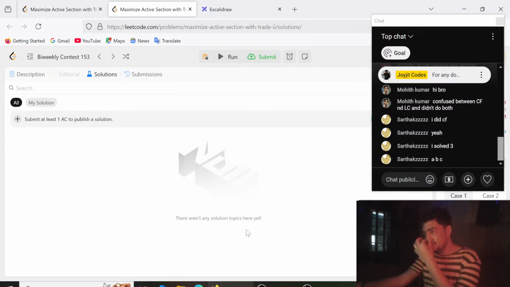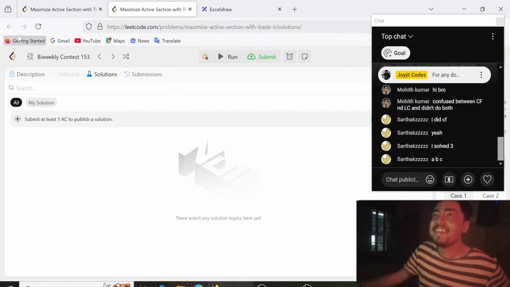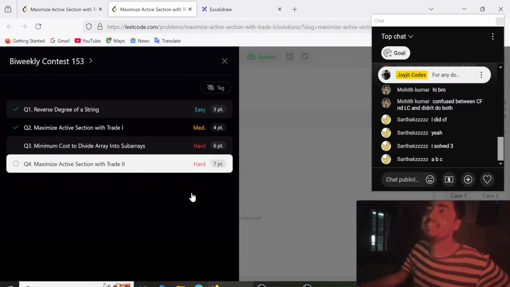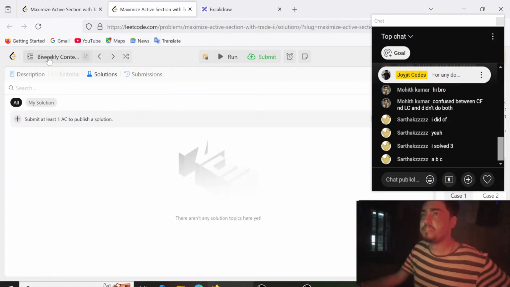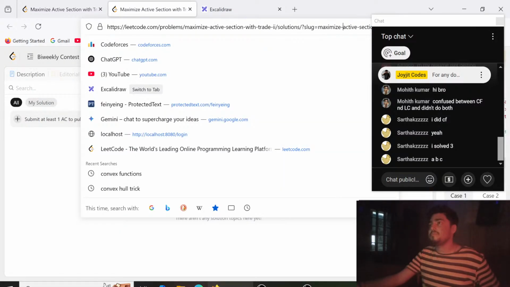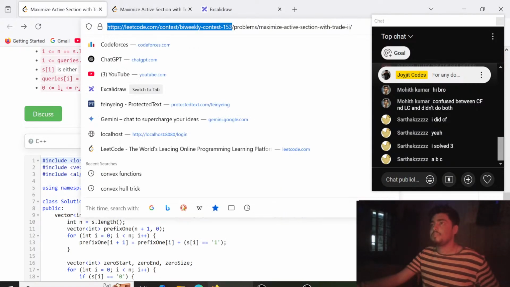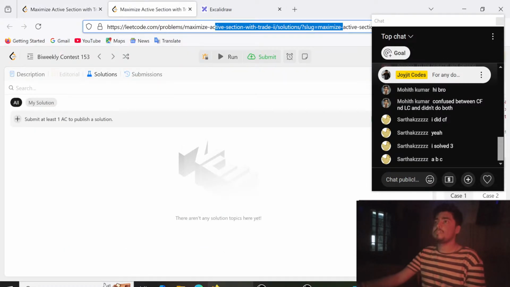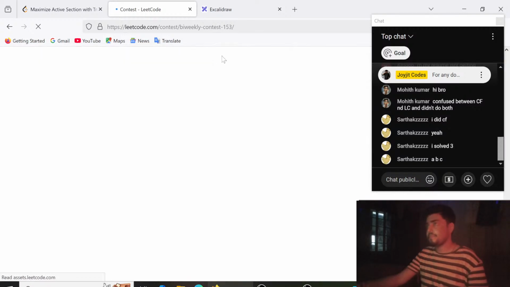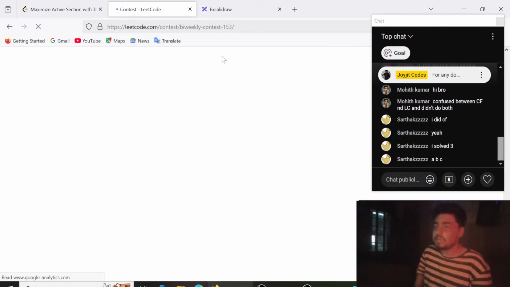There aren't any solution topics here yet. No one has solved it over. No, it's obviously not like that. No one has given the solution of it. No one has explained that. So let's do one thing. Let's go to the home page and try to understand anyone's solution, because it is segmentary, yeah, it is segmentary.